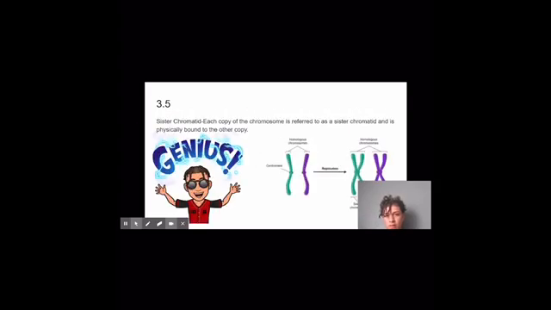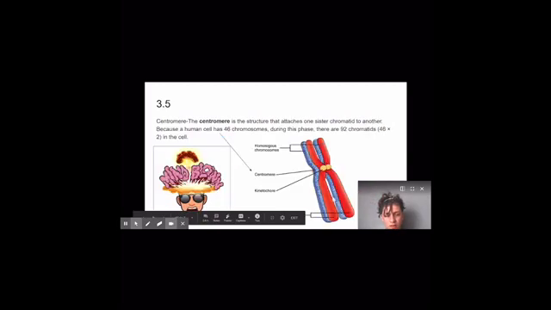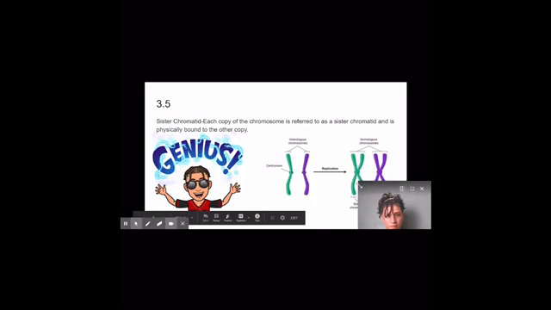A sister chromatid: each copy of the chromosome is referred to as a sister chromatid and is physically bonded to another copy. So as you can see, these two are sister chromatids.